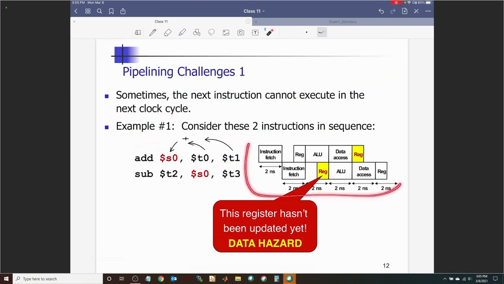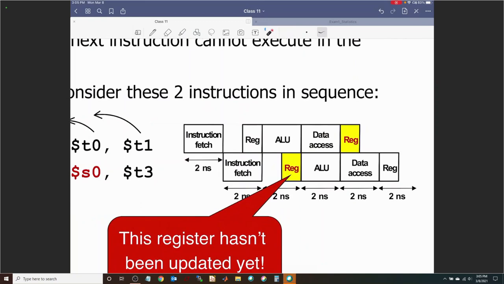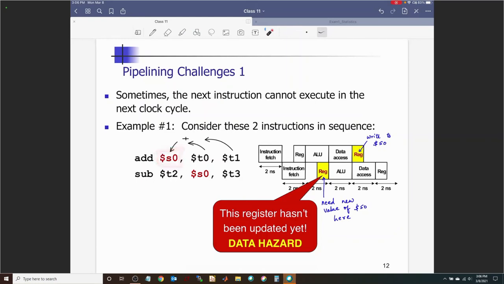Take a look at this timing diagram here to understand more. When are you really writing to S0? You're writing to S0 over here, right? Write to S0 is happening way over there. But if you started your subtract instruction, which is the next instruction, you need the new value of S0 here, much earlier. So it's not going to have that, right? It's actually going to have an old value of S0. That's what is going to be used here, because in one case S0 is the destination, and in the other case S0 is an operand.